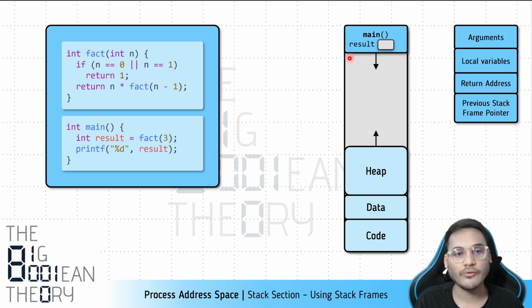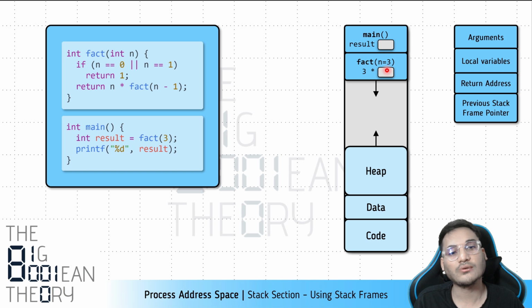So when the main function is called, we have pushed the stack frame corresponding to the main function. Now the main function will call the factorial function with the argument n equals 3. Again, we'll push the stack frame for factorial with n equals 3. The argument is n equals 3, and there is only one local variable, which will be used to store the value of fact of n minus 1. It is not a named variable, but a temporary result, which will store the result of n minus 1 factorial.